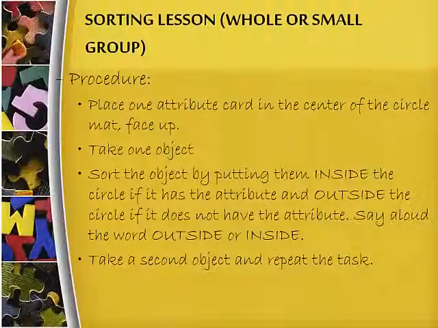Sorting lesson. Whole or small group. Procedure: place a card in the circle. Take an object. Sort the object by putting it inside or outside the circle in correspondence with the attribute.